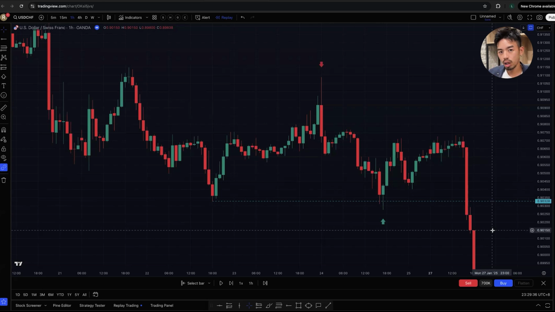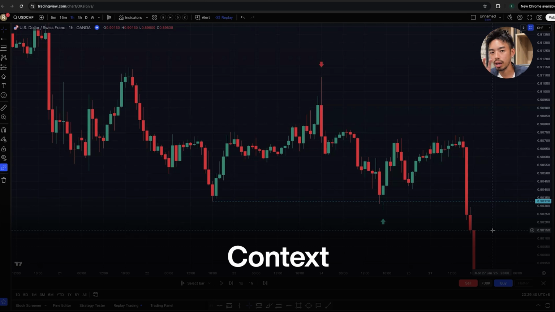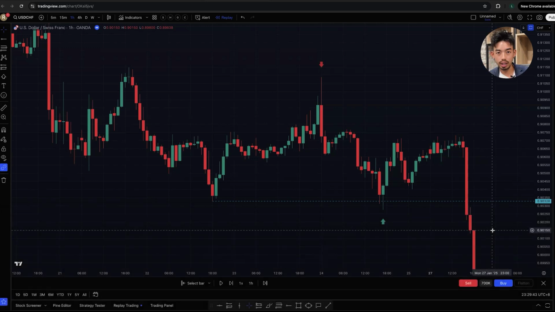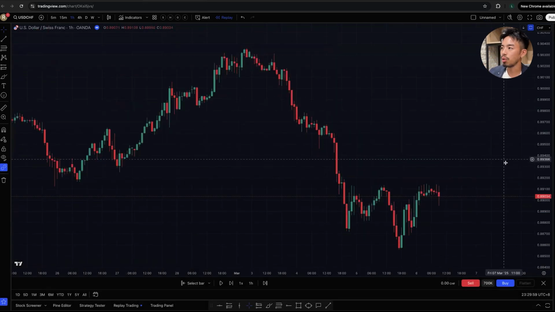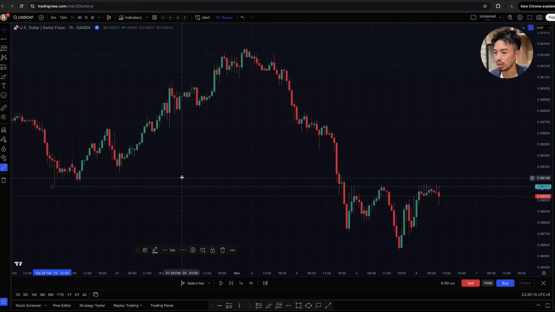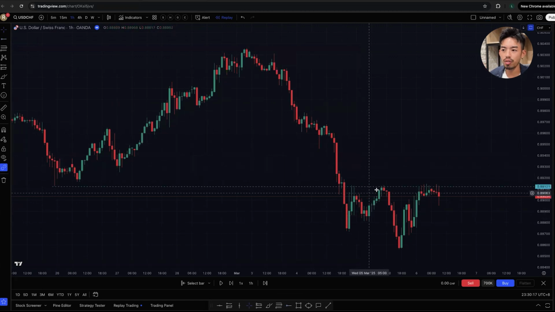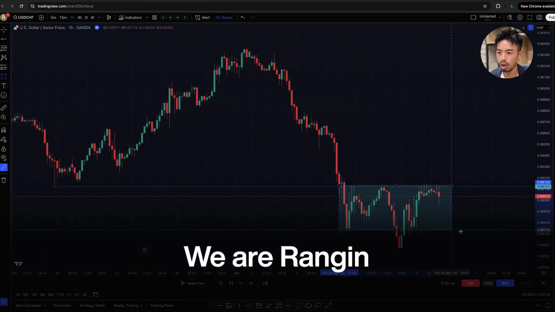Okay, moving on, let's have a look at context. What do I mean by having the candlesticks appearing in the right context? Now here I have the dollar pair, okay? We are overall in a downtrend, okay? We also have a key support and resistance right here. Price is just hovering around that area. And what else can we see? We see we are ranging.